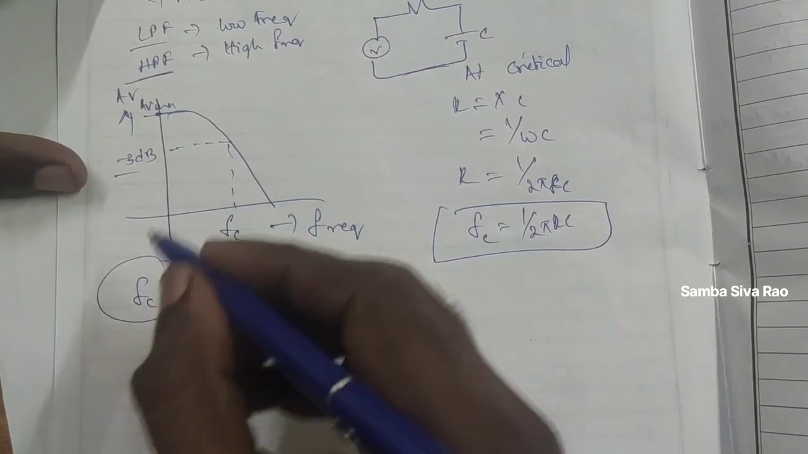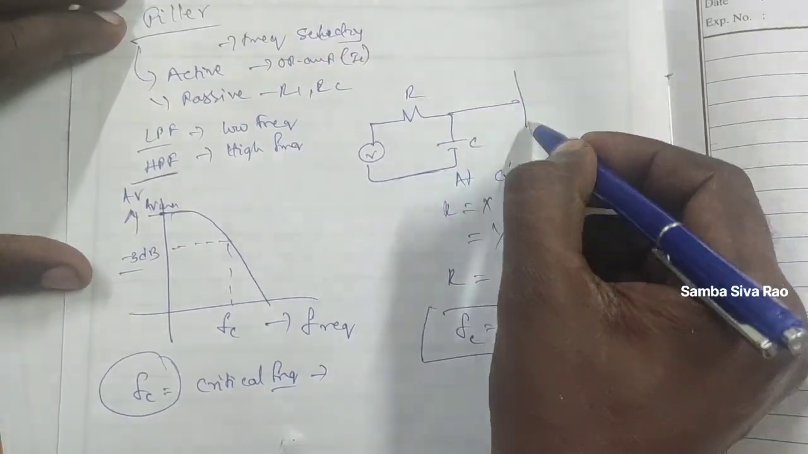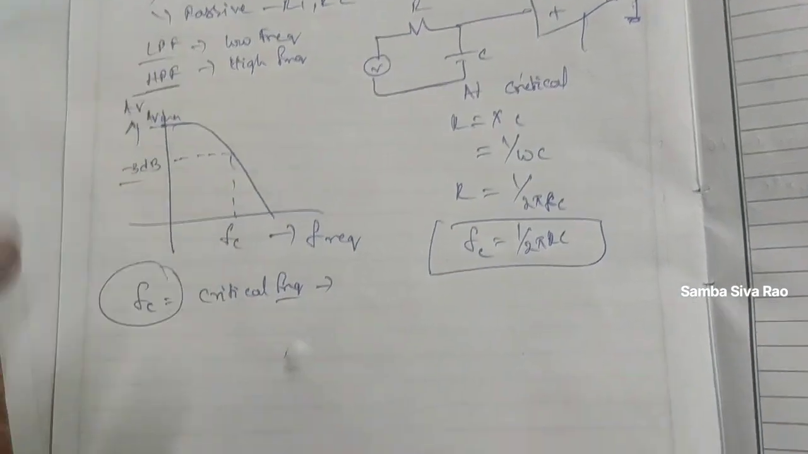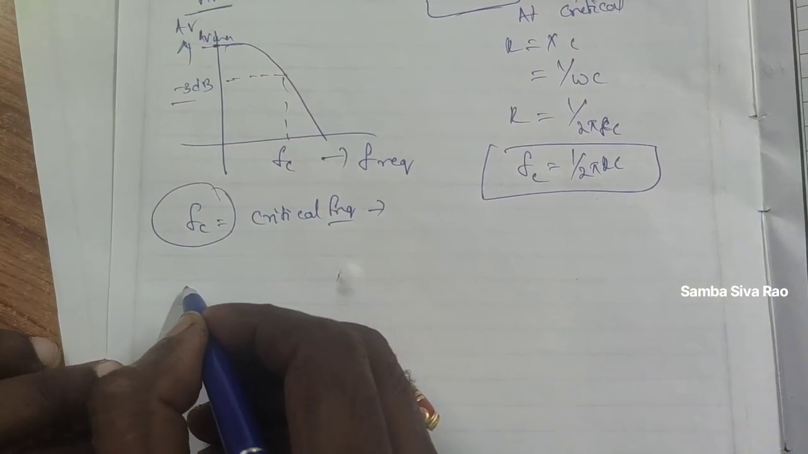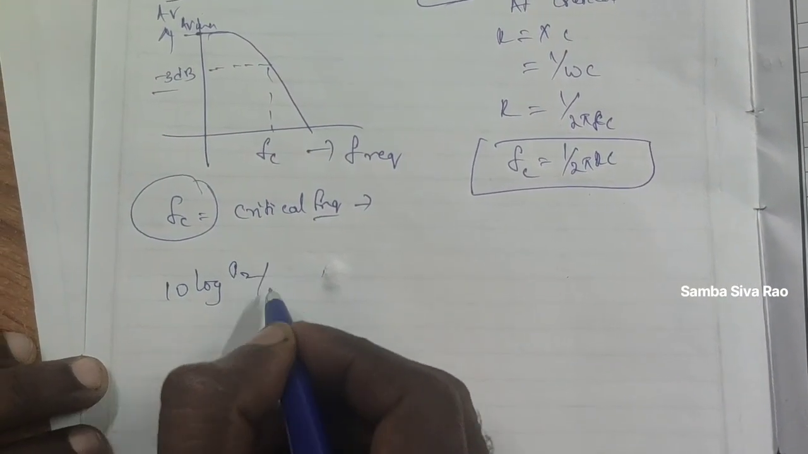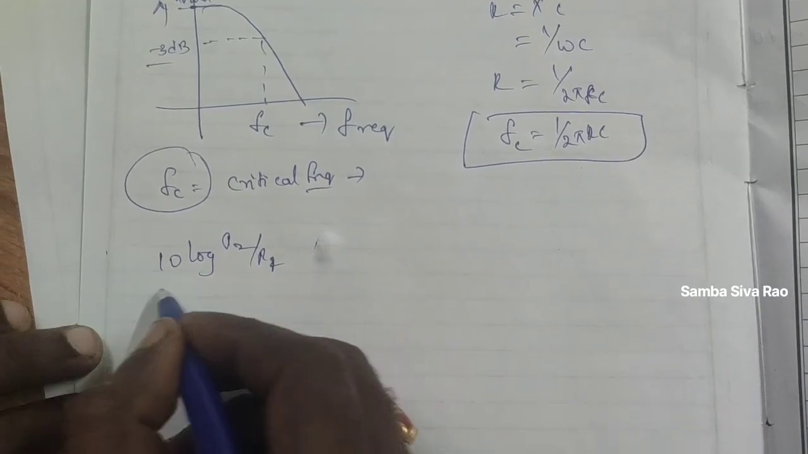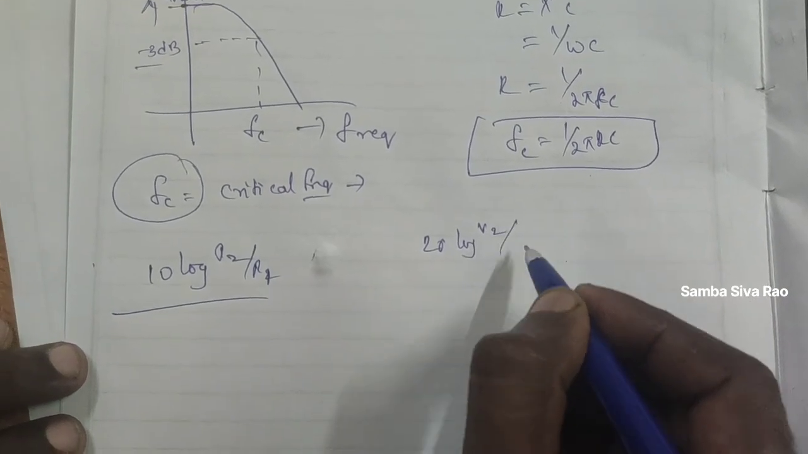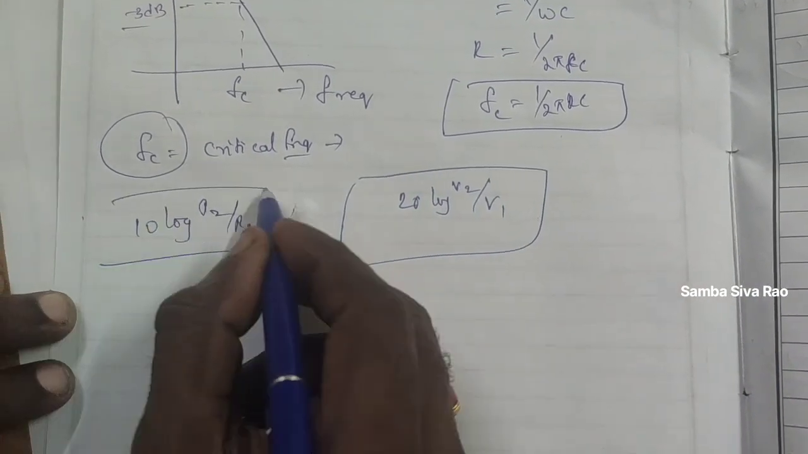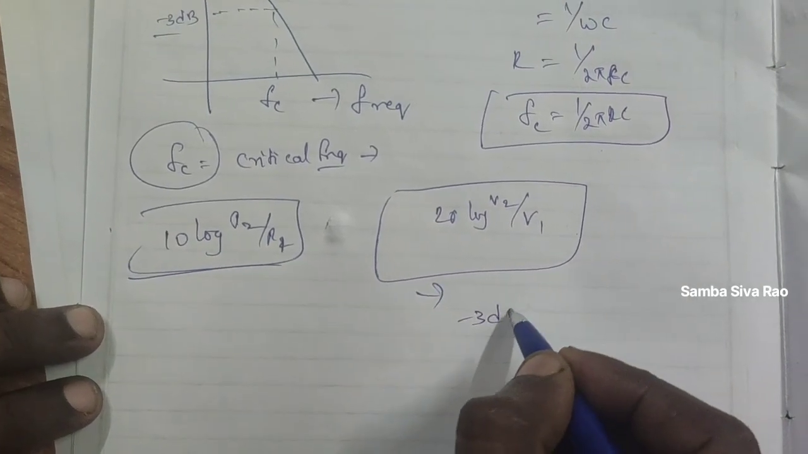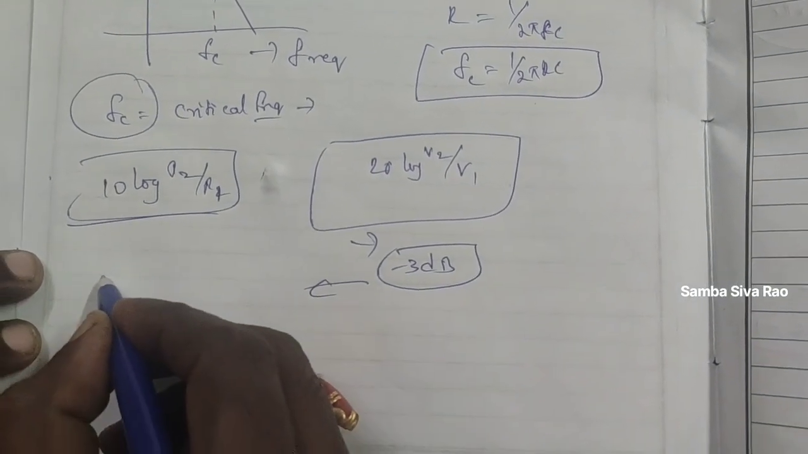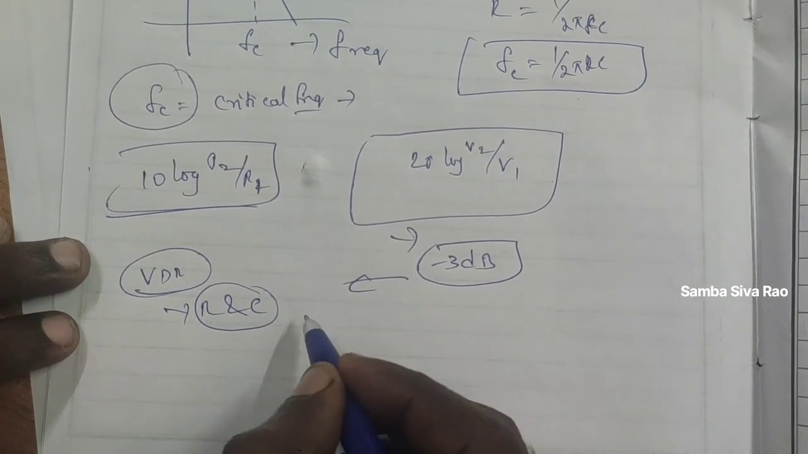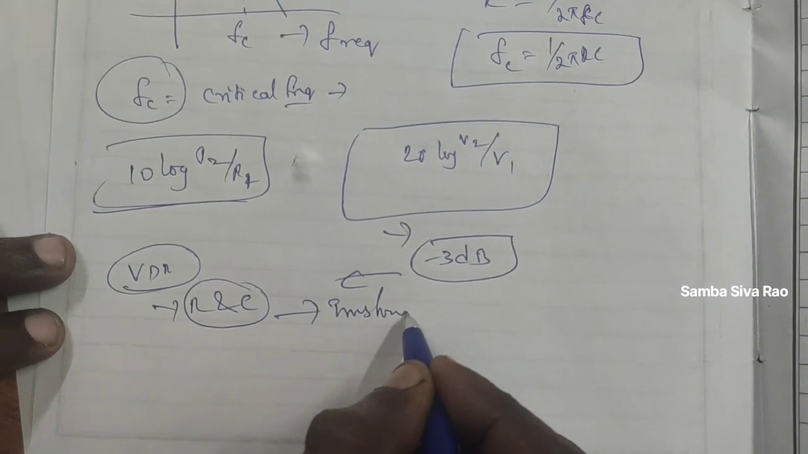Same, but if the circuit is connected with a diode, it is an active filter. The critical frequency can be written in terms of power as well as voltage relation. It is known as the critical frequency, and it can be obtained as the minus 3 dB cutoff frequency. This can be obtained from the voltage divider rule for R and C, and also from transformer coupling circuits.